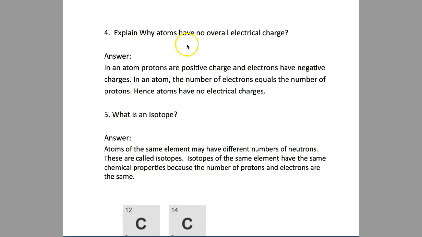Explain why atoms have no overall electric charge. The answer is, in an atom, protons have positive charge and electrons have negative charge. In an atom, the number of electrons equals the number of protons. Hence, atoms have no electrical charge.